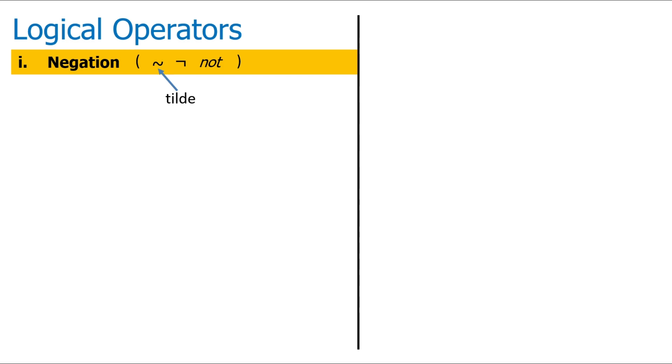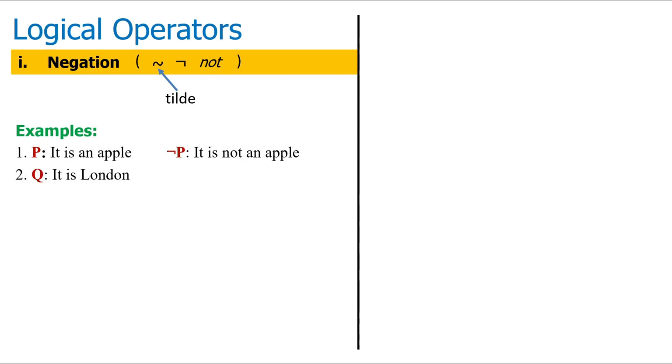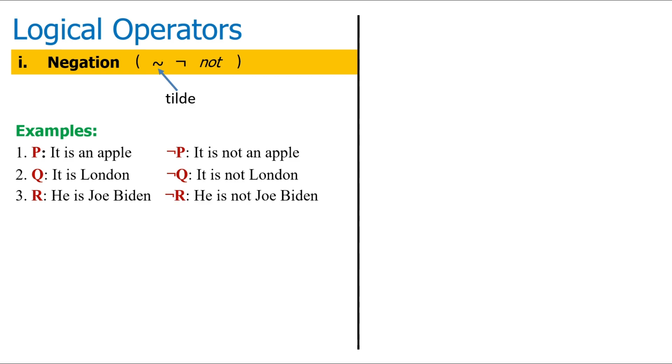First, let's look at a few examples to understand how the negation logical operator works. Proposition P: it is an apple. Then negation P is: it is not an apple. Proposition Q: it is London. Then negation Q is: it is not London. Proposition R is: he is Joe Biden. Then negation R is: he is not Joe Biden.